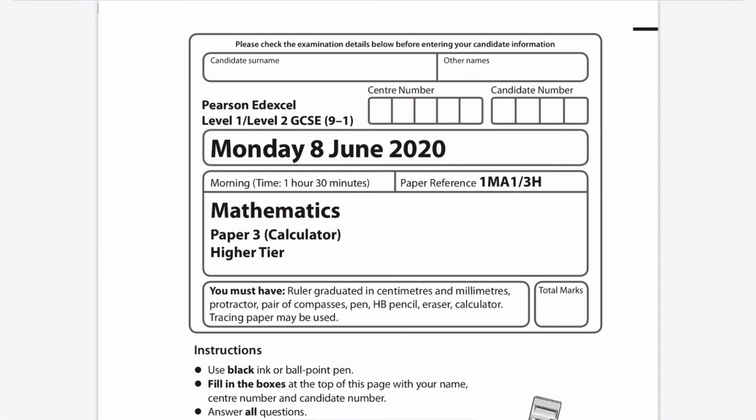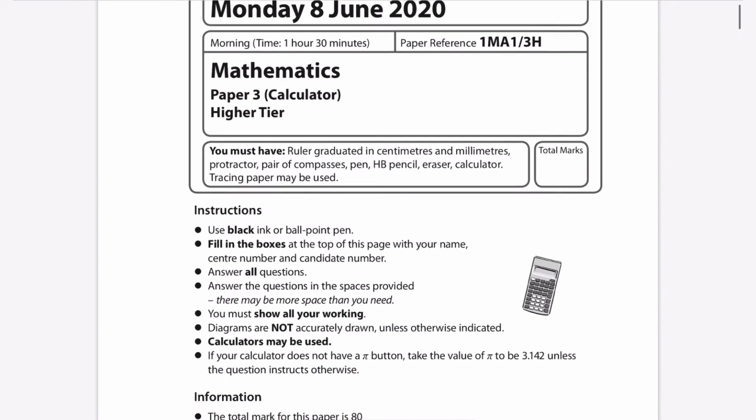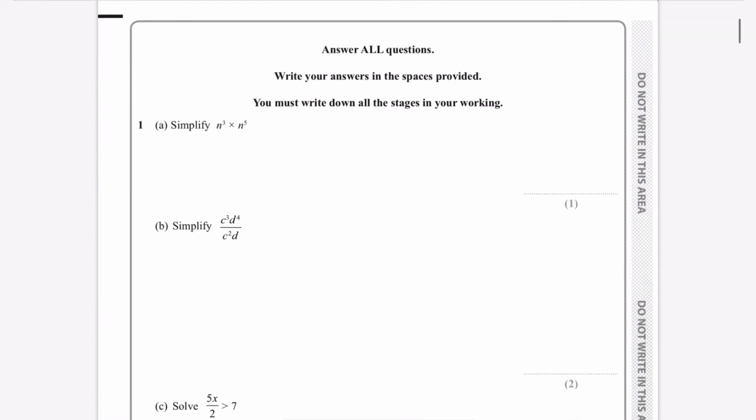Okay, so I'm going to be taking you through the third paper from the summer 2020 series, which was actually sat later on in 2020 because of the pandemic. This is paper 3, which is calculator. It's higher tier. Let's just get started straight away. This is a pretty tough paper, I think.